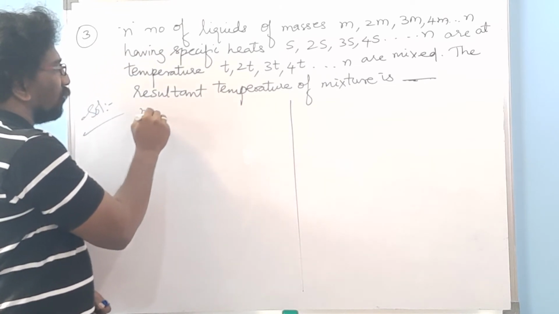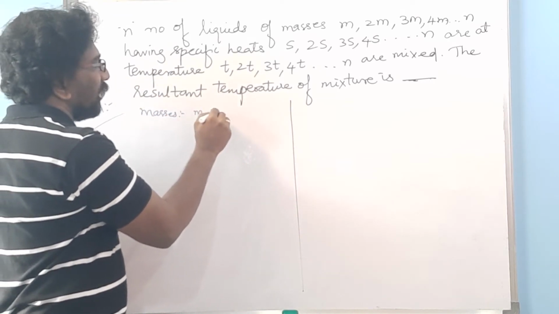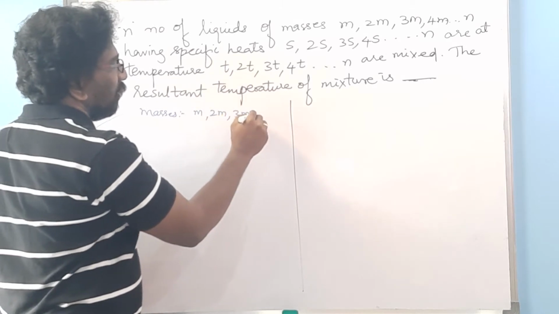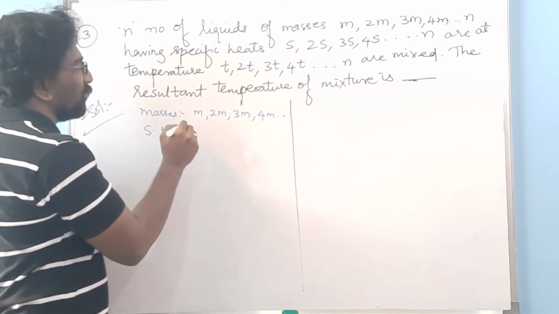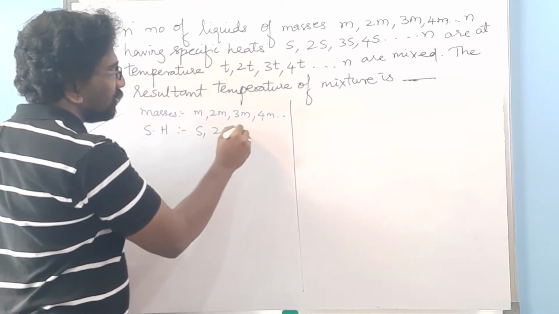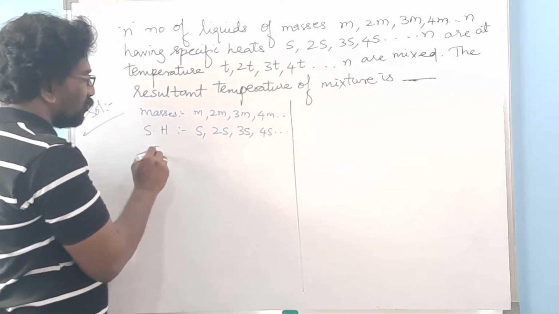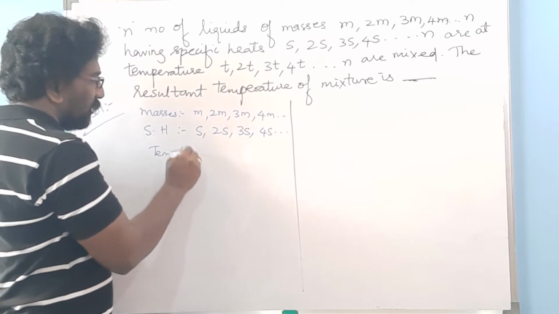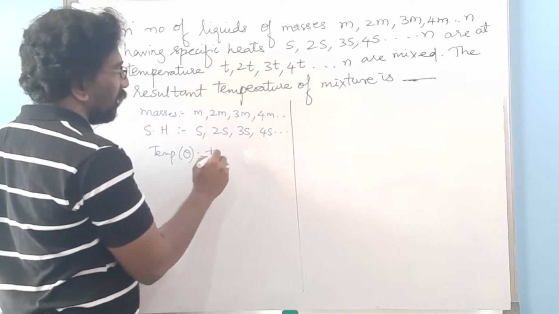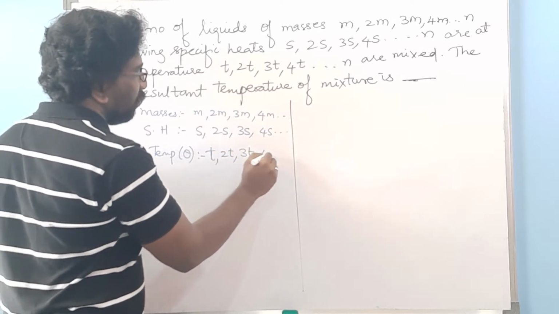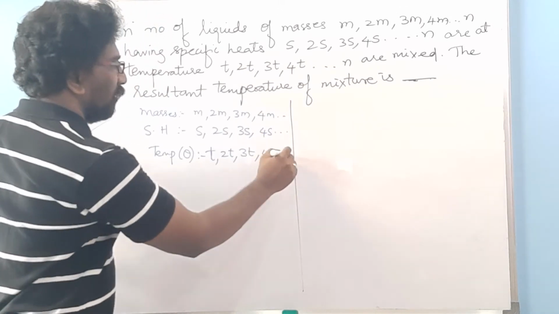let the masses be m, 2m, 3m, 4m, so on. Then specific heat capacities are s, 2s, 3s, 4s, so on. Then the temperatures theta are given as small t, 2t, 3t and 4t. Now you are supposed to find the formula for this one, so on up to n number.